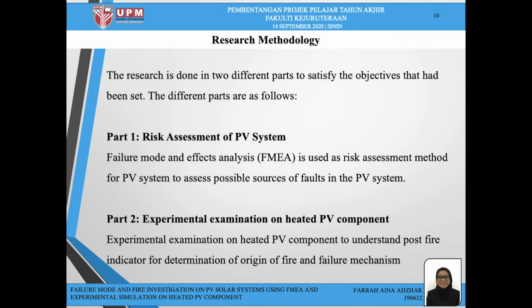Now I'm going to go into the research methodology. The research is done in two different parts to satisfy the objectives that had been set. The first part involves risk assessment of PV systems. The risk assessment is done by using failure mode and effects analysis, or FMEA, so that we can assess the possible sources of faults in the PV system. And the second part of this project involves experimental examination on heated PV components.